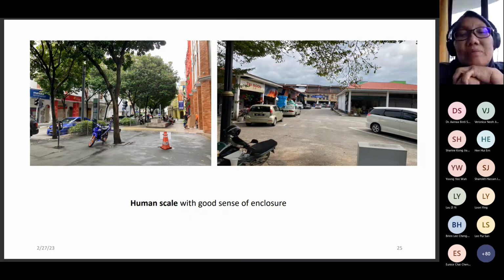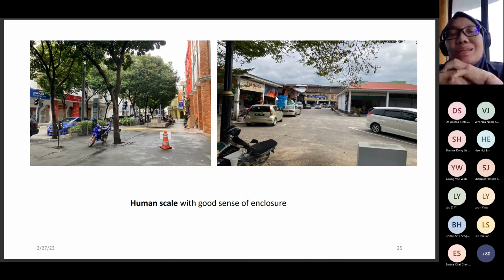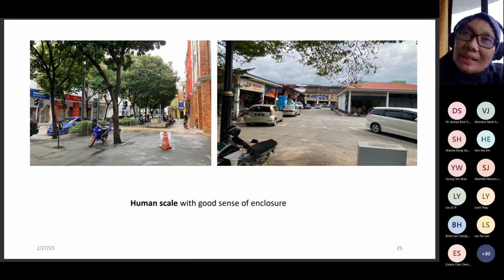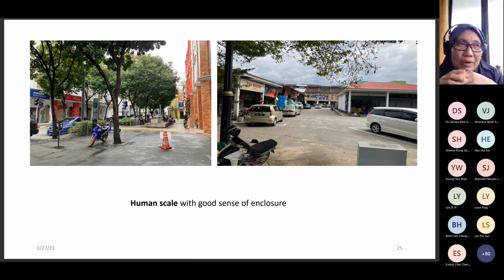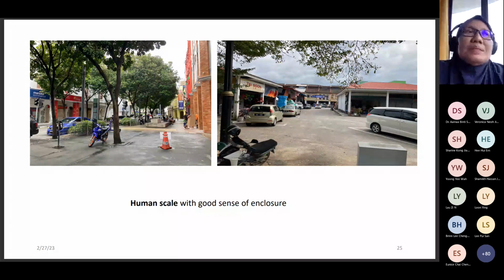Again, we talk about human scale with a good sense of enclosure. It is when you feel very comfortable being in a space when it's enclosed, like an outdoor room. If you look at cities like a building, the urban spaces are the outdoor rooms and the streets are the corridors. So then you can easily design the city if you apply these design principles of treating spaces as outdoor rooms and the streets as corridors.